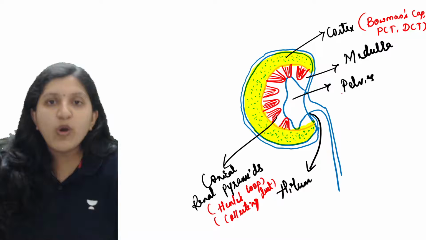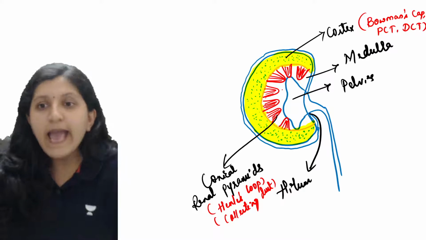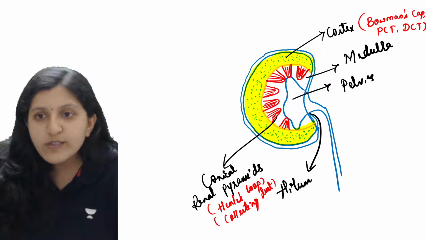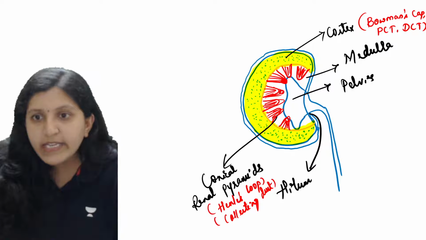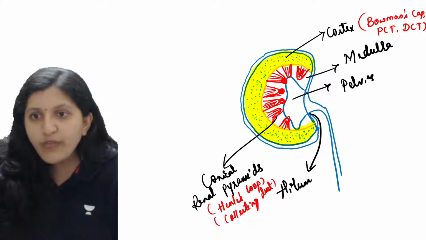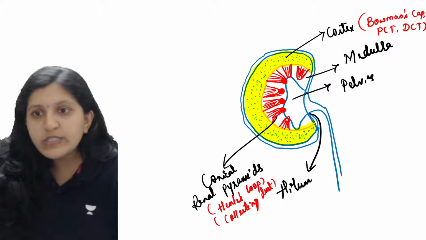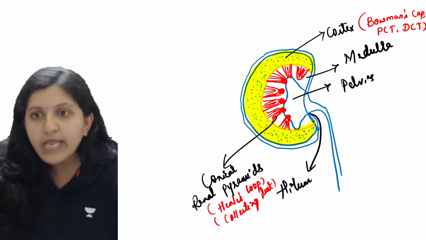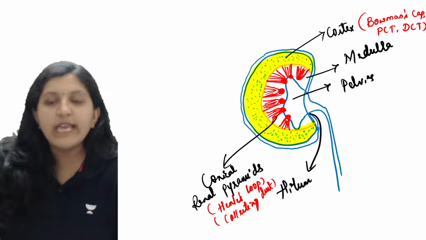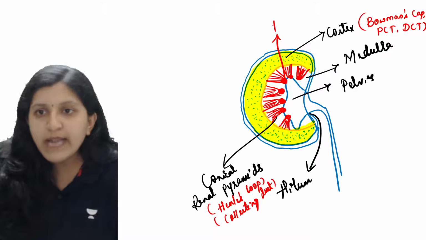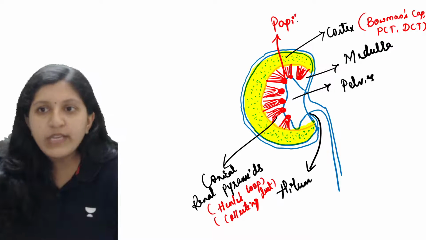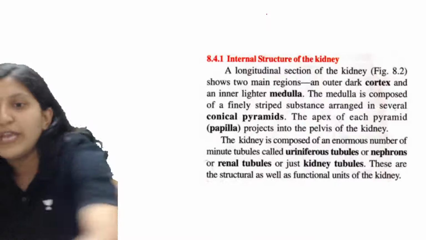So this is the overall structure, and this projecting end, let me mark it here like this. This projecting end, or apex, of the conical pyramid we call the papilla. So this can be labeled as the papilla of the kidney. The same explanation is mentioned here.